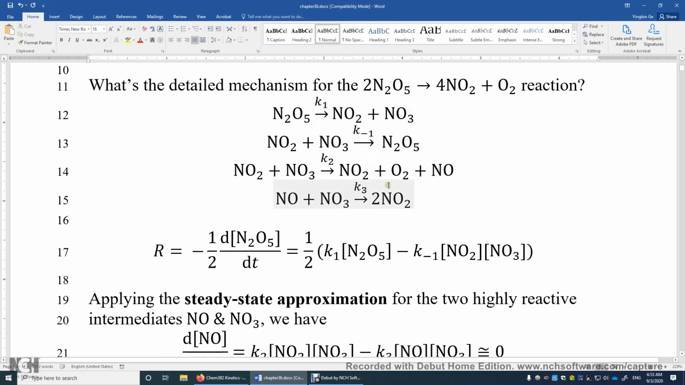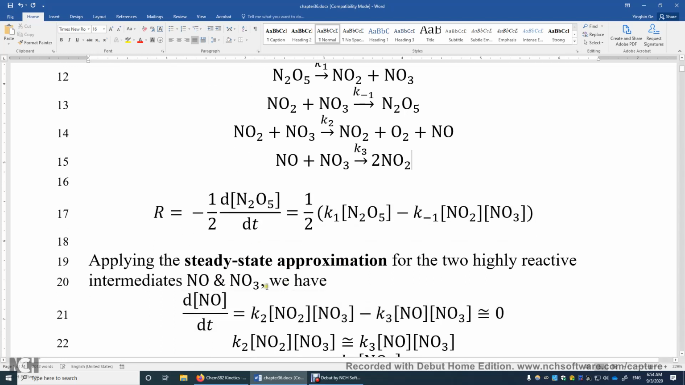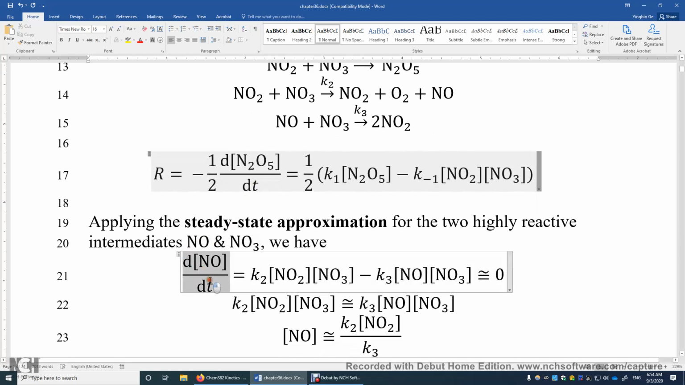Now, how do we tackle this problem? We'll use the steady state approximation for the two very reactive intermediates, NO and NO3. Again, you can apply the steady state approximation to the very reactive intermediates in any chemical mechanism. So what is the steady state approximation? We're going to assume the change of NO with time is 0. The change of the concentration of NO3 with time is 0. We're not assuming the concentrations of NO and NO3 are 0. No, we cannot do that. What we do is we assume the change of the concentration of NO with time is 0. That means the first derivative of NO with time is 0. This is the steady state approximation.